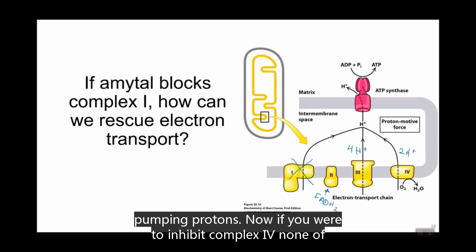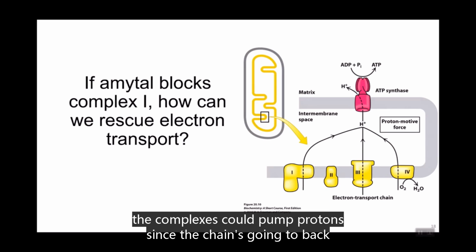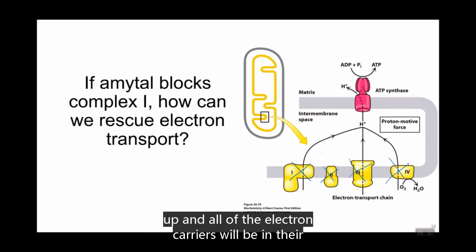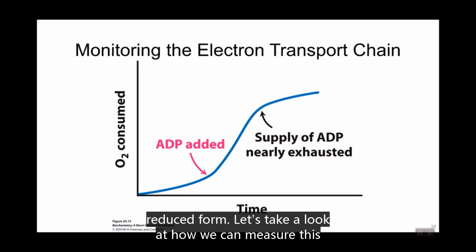Now, if you were to inhibit complex 4, none of the complexes could pump protons since the chain is going to back up and all of the electron carriers will be in their reduced form. Let's take a look at how we can measure this experimentally.